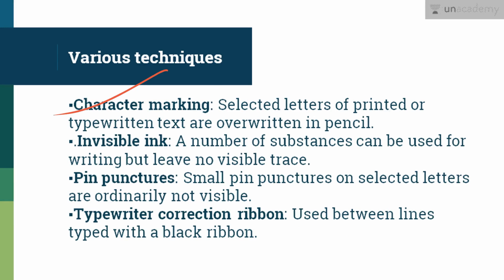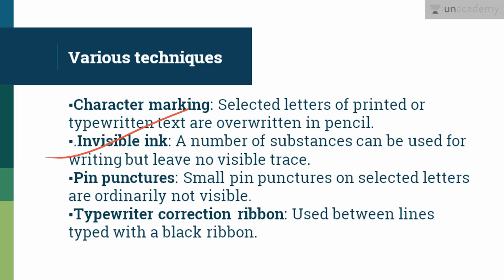So first is character marking. Selected letters of the printed or typewritten text are overwritten in pencil, right? So you write the text with your pen and then you overwrite those letters in pencil. Now the marks are ordinarily not visible unless you hold the paper at an angle to bright light, right? Second is invisible ink.